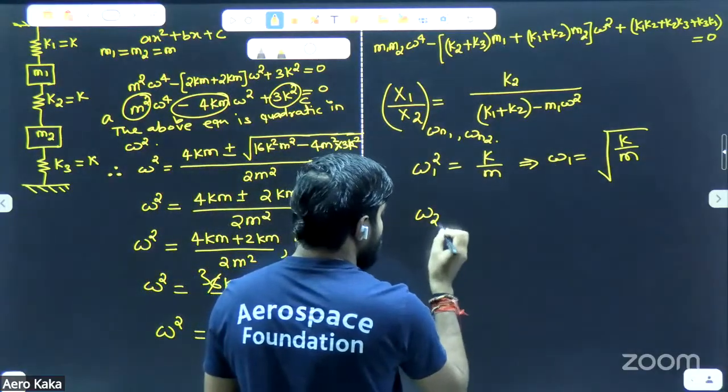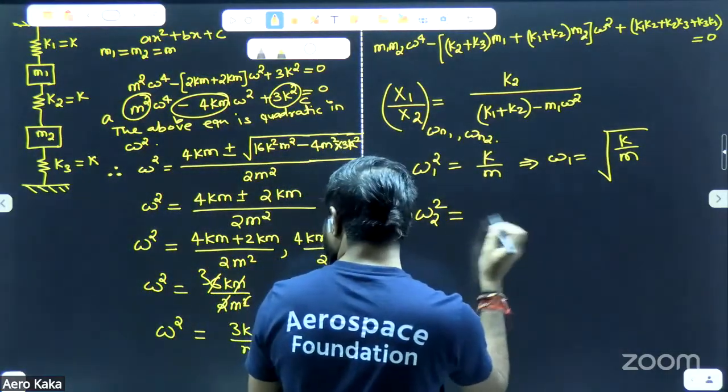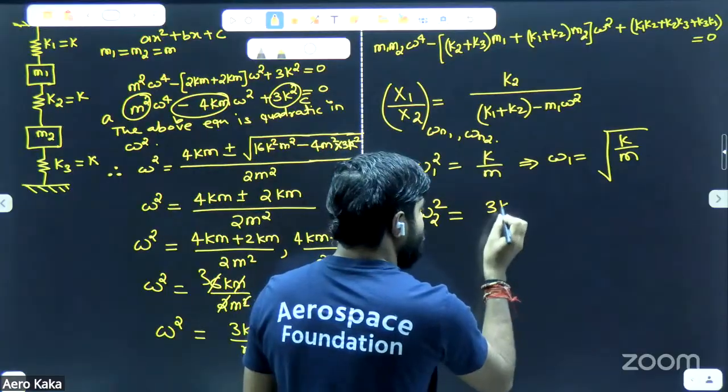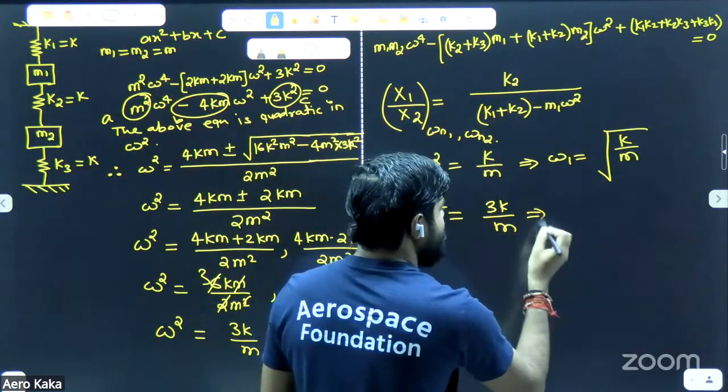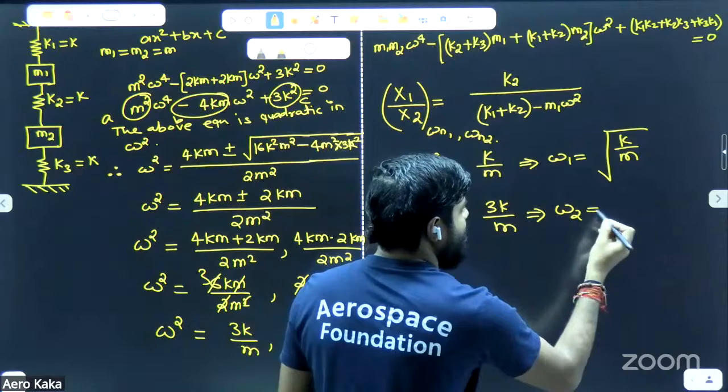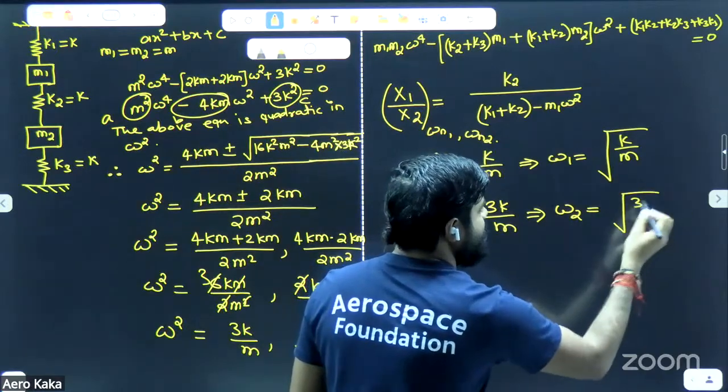What is the value of omega 2 square? That's nothing but 3k by m. It means that the omega 2 value, or omega n2 value, is nothing but the root of 3k upon m.